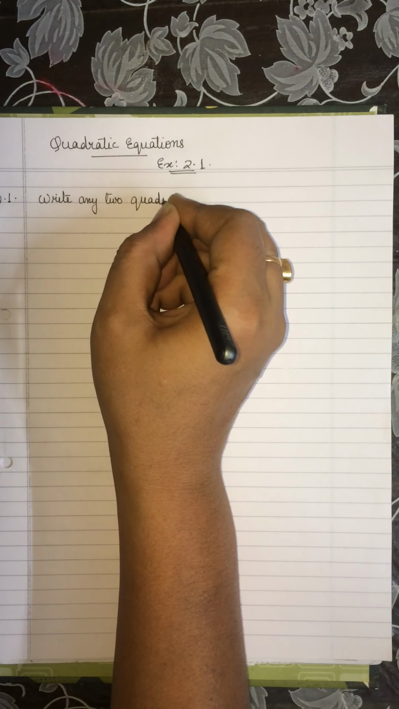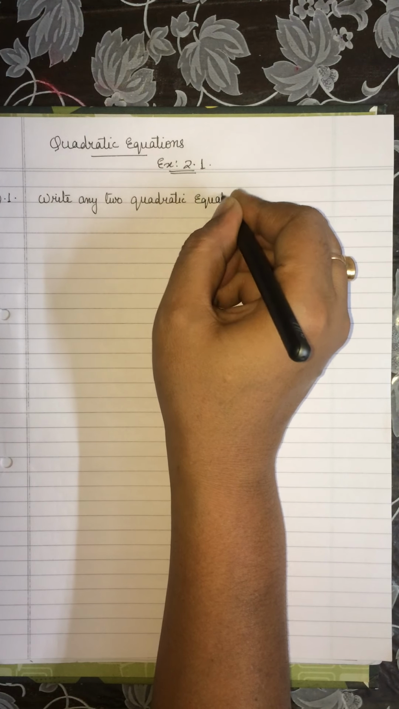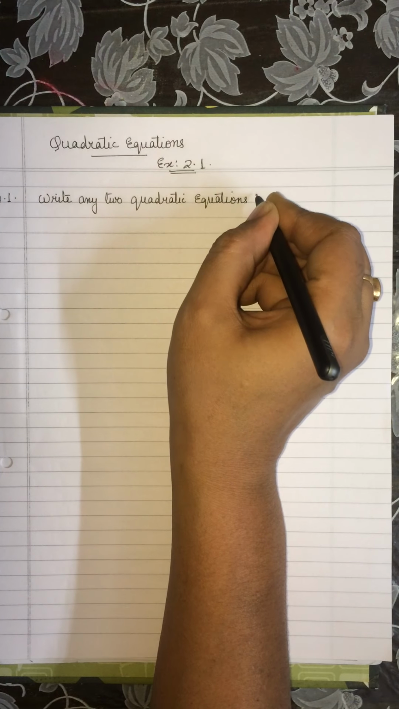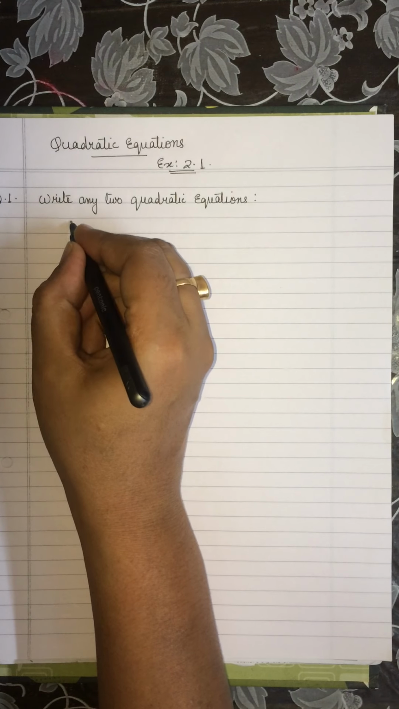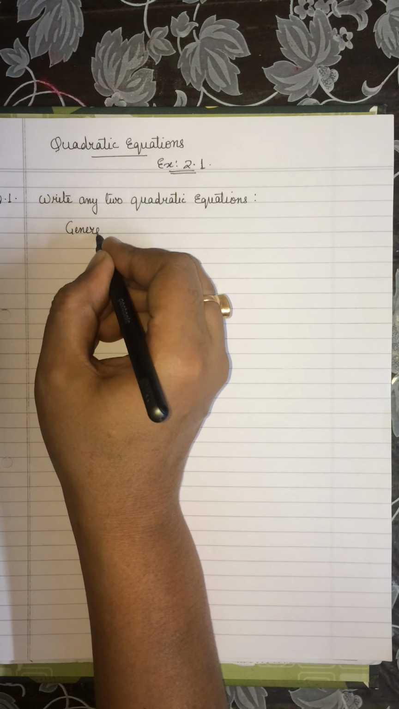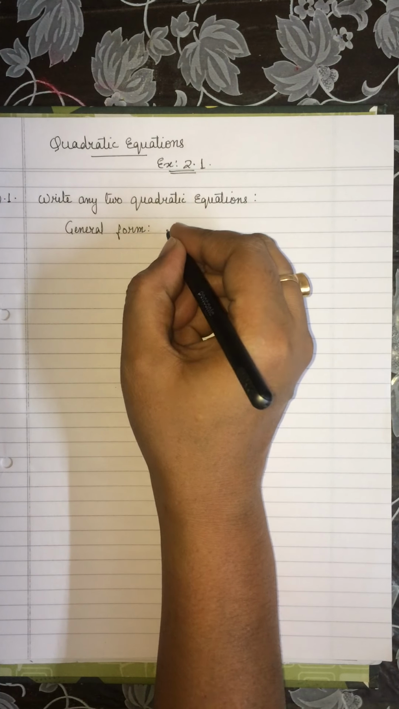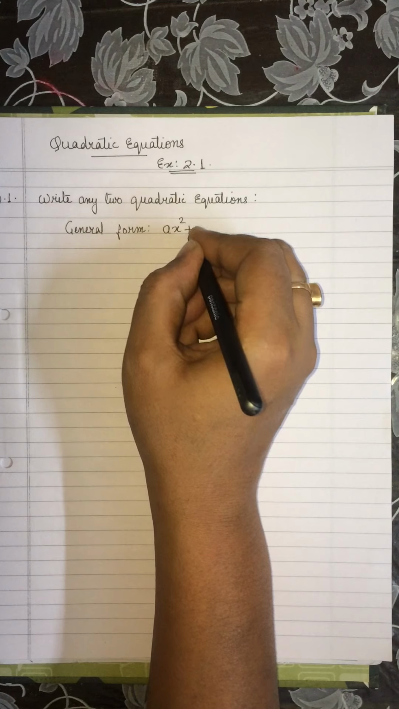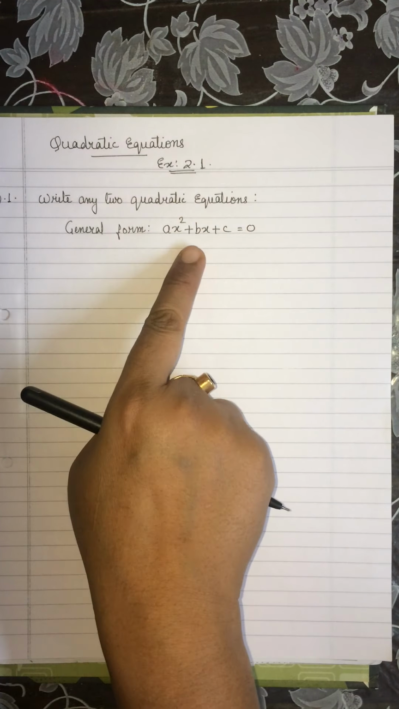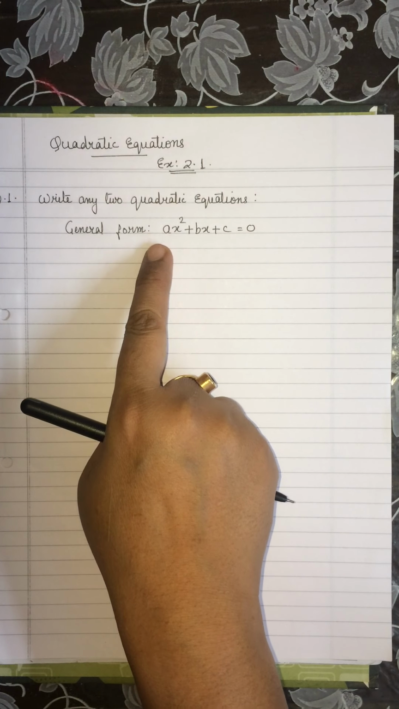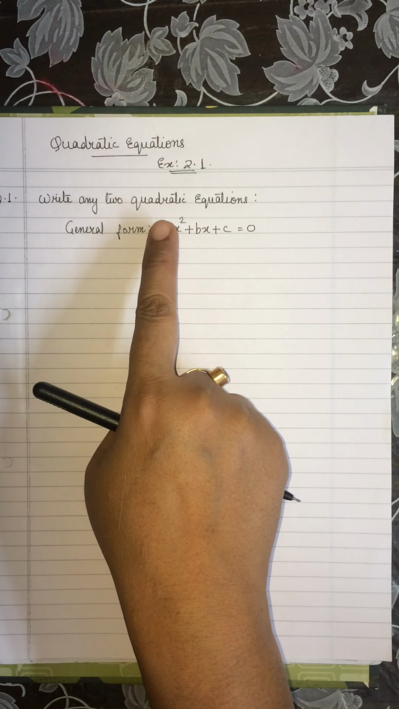So first of all we have to write the general form of the quadratic equation. The general form is ax square plus bx plus c is equal to 0. This is the general form of the quadratic equation, and in a similar manner we have to write any two quadratic equations.